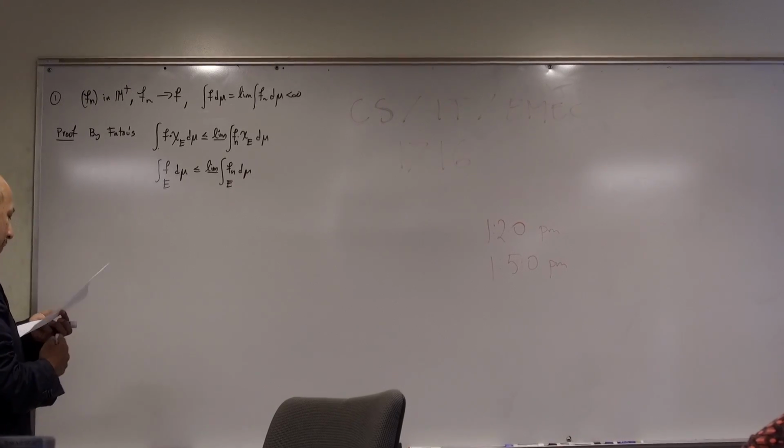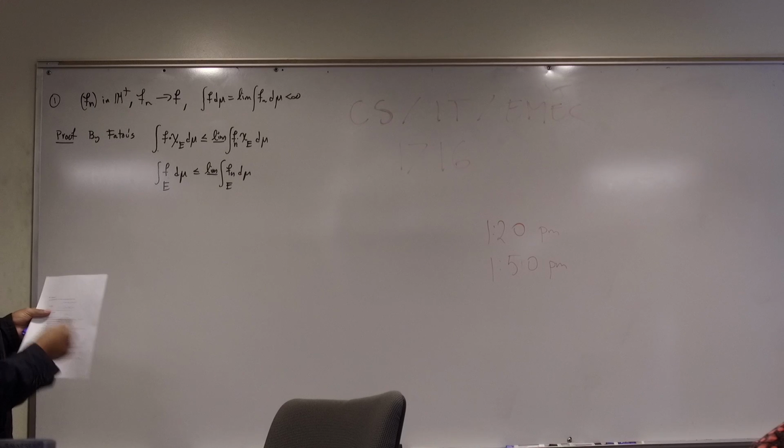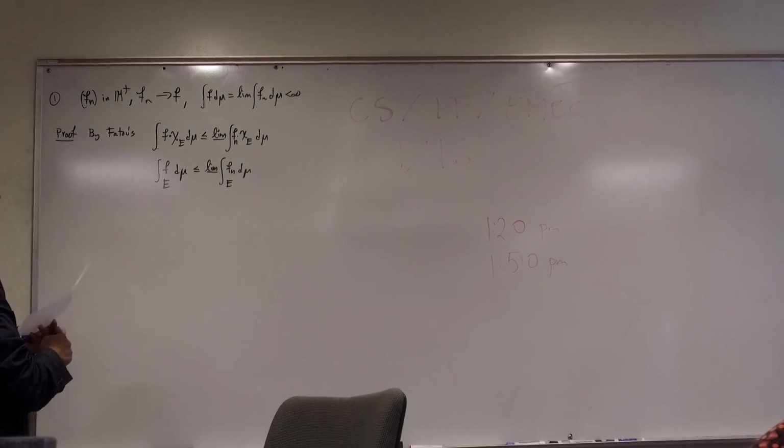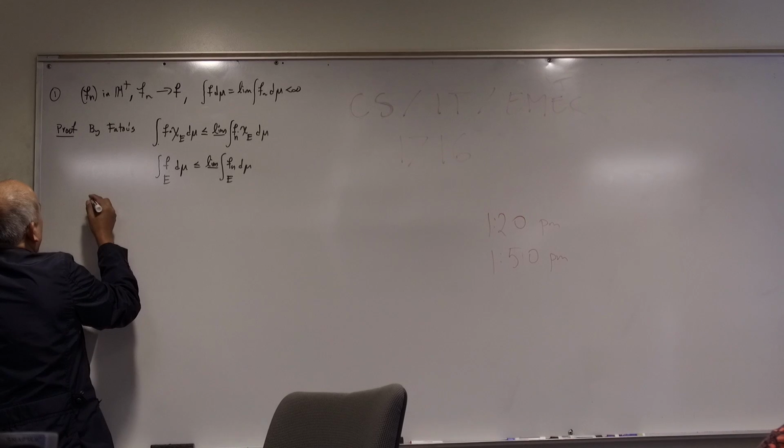If you take a look in problem number 1, what is what we want, guys? The integral of f on E d mu equals the limit, not the limit inferior, right? And not less than or equal, we want equal. So we apply Fatou again.